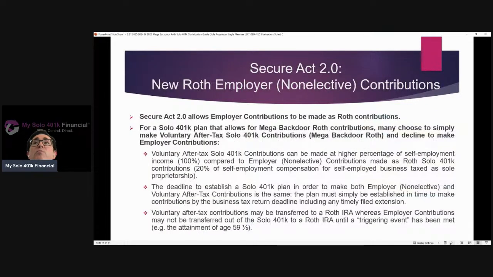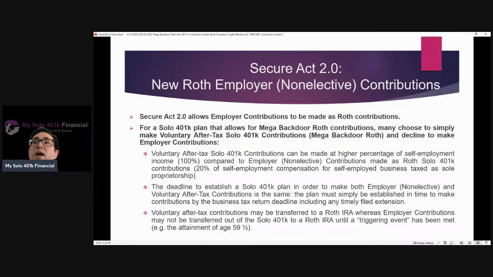Now, Secure Act 2.0 now allows for these employer contributions to be made as Roth contributions. Historically, they were always made as pre-tax contributions, as tax-deductible contributions. But now Secure Act 2.0 allows for these employer contributions to be made as Roth contributions. For our customers, for our client base, based on experience and client feedback, this is really not a big deal.